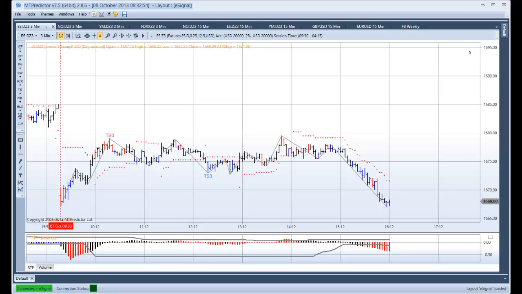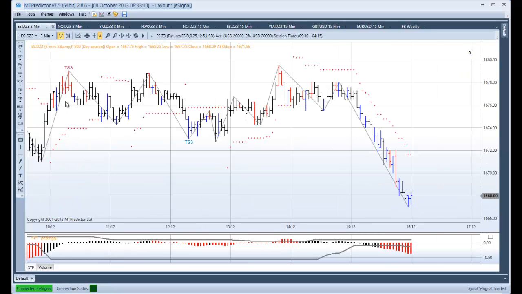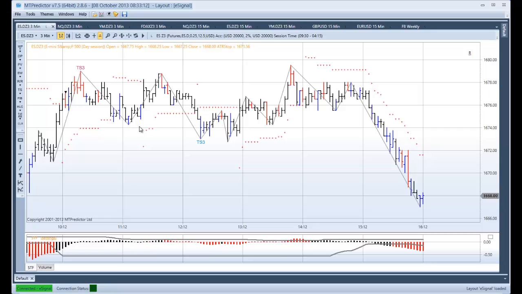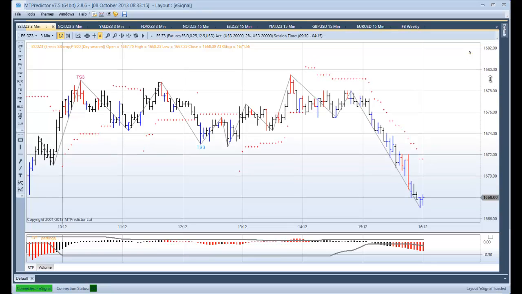In today's video I'd like to have a look at how the ES unfolded yesterday, being October the 7th, Monday. Just from standard MTPredictor guidelines, you can see we actually had a sell setup here. I've just zoomed in a bit there, sorry, to make that a bit better.